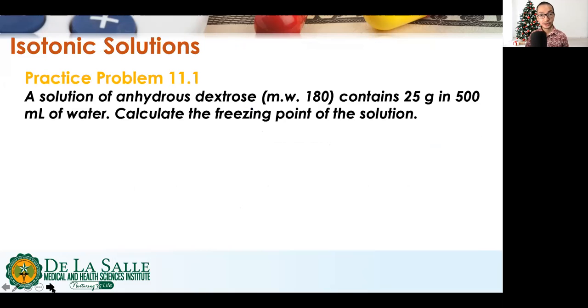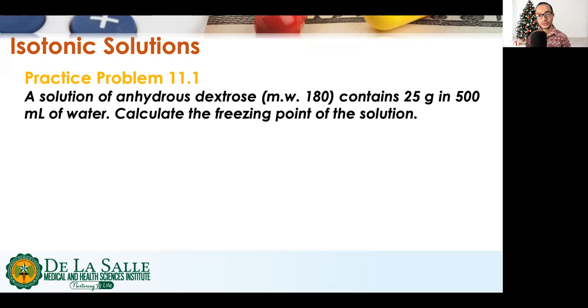And so actually, I forgot already what we were able to calculate last time, so I'll just begin from the very beginning. We have this particular problem: a solution of anhydrous dextrose, 180 grams per mole is its molecular weight, and it contains 25 grams of the solute in 500 milliliters of water. Calculate the freezing point of the solution.